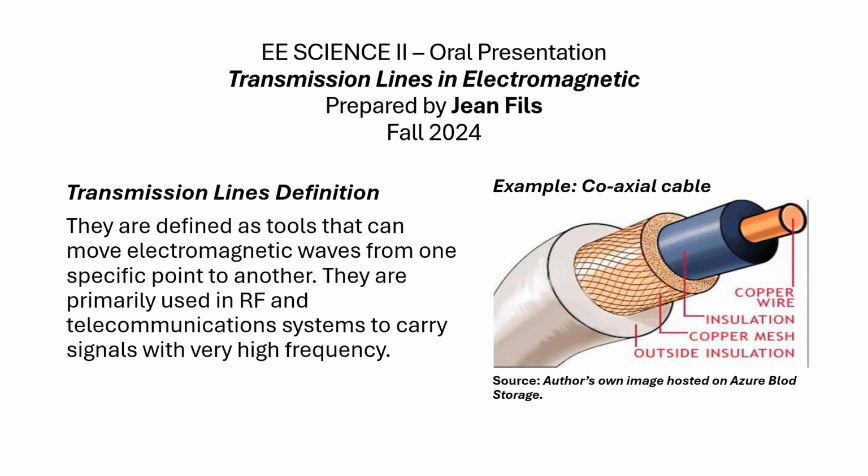This short presentation is a summary of the use of transmission lines and electromagnetics. As you can see on the first slide, I defined transmission lines as tools that can move electromagnetic waves from one specific point to another. They are primarily used in RF, radio frequency, and telecommunication systems to carry signals with very high frequency. I also attached an image of one of the types, which is the coaxial cable. So let's move on to the second slide.